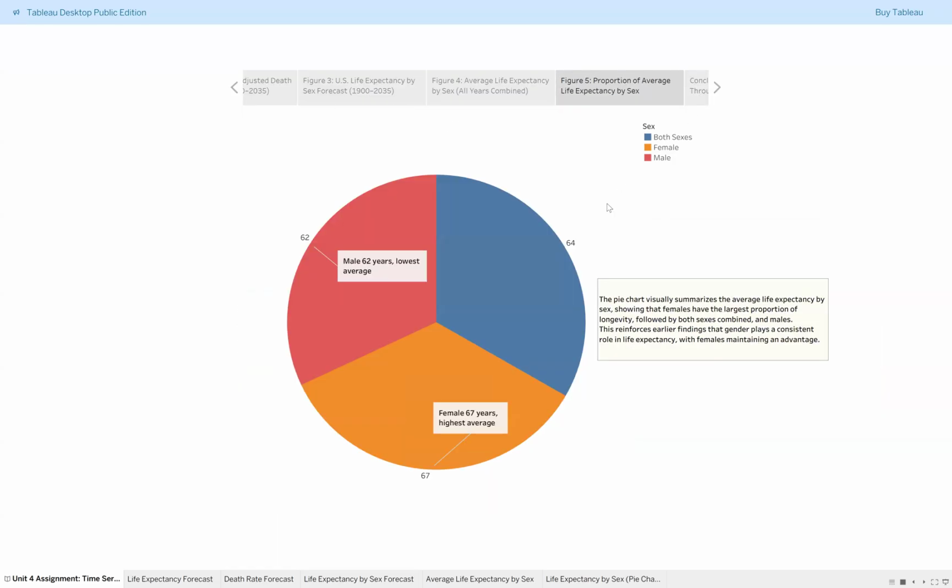Okay, so this pie chart offers a very simple view of this comparison, showing that females represent a larger share of the total lifespan. Though not predictive, it complements the time series chart by illustrating the proportional differences between male and female.